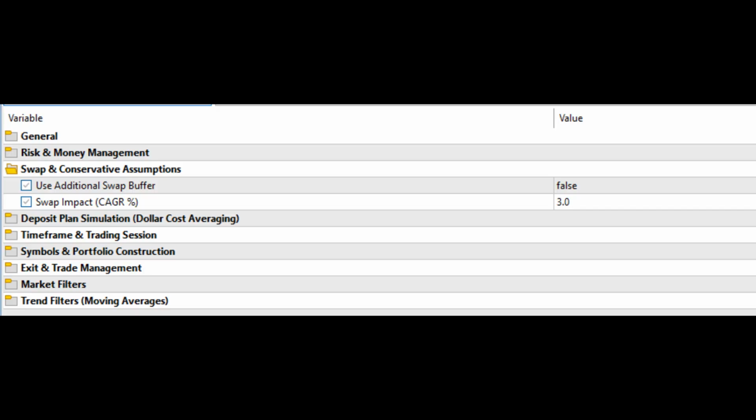The next input is swap impact in CAGR%. The default value is 3.0%. This number defines how large this additional financing cost is on an annualized basis. The expert advisor spreads this effect over the life of the trades and subtracts it from the simulated equity curve.